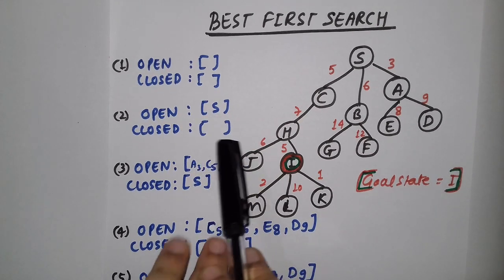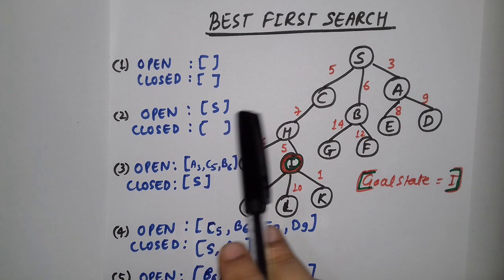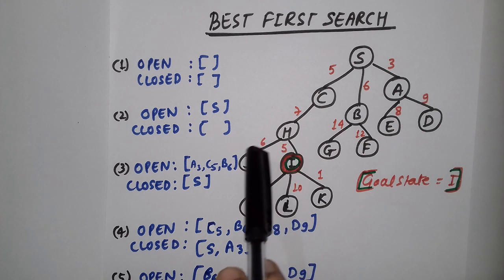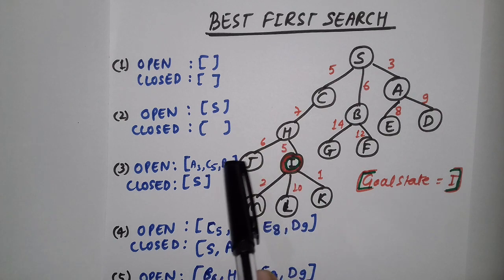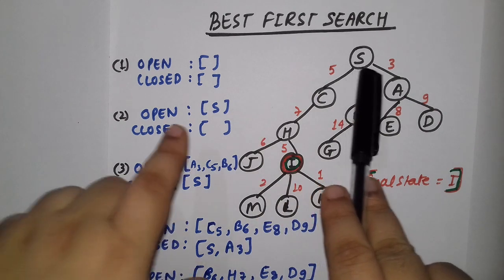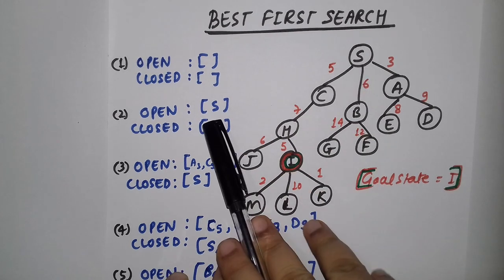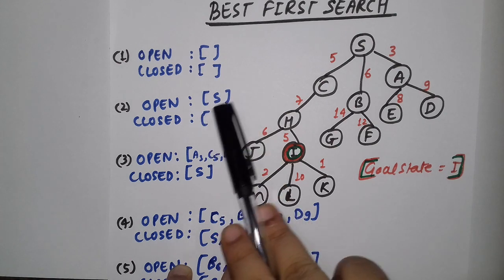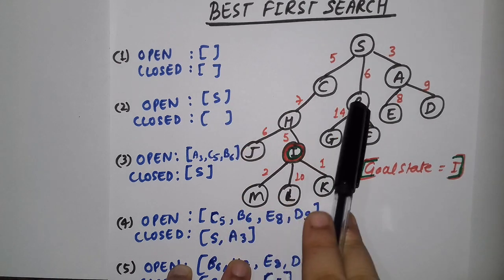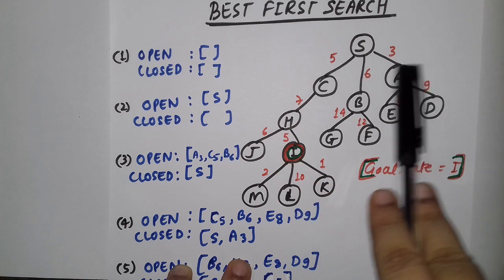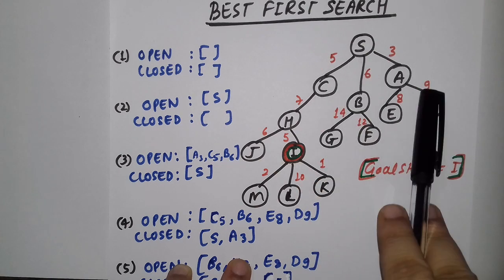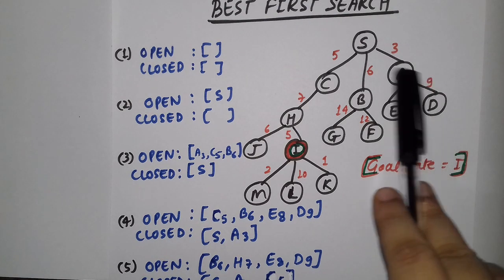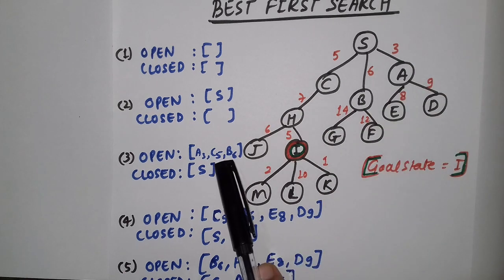Now whichever element we have traversed will be transferred to the closed list, and the children or adjacent vertices of a particular node will be written in the open list. So here we have selected S. S is in the open list. In the next step, we have already traversed S, and the children of S are C, B and A. The heuristic values of C, B and A are 3, 5 and 6. As I told you, we have to follow the ascending order in the case of heuristic values. So the children will be written in ascending order in the open list.